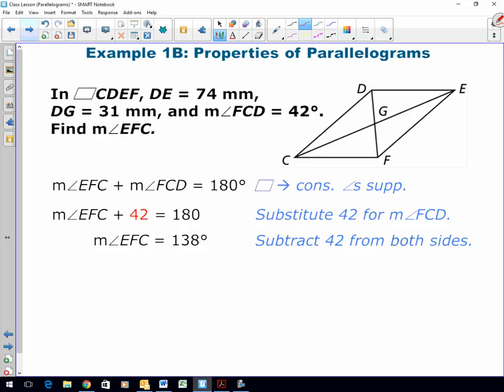Here we go. DE is 74. DG is 31. And angle FCD, the big angle, is 42. Find angle EFC. Here is where you got to know what consecutive angles are. It's very easy. Things happen in consecutive order.